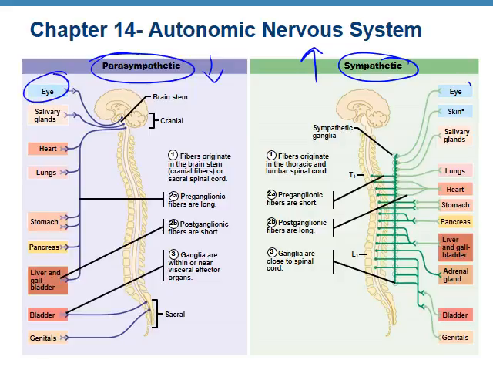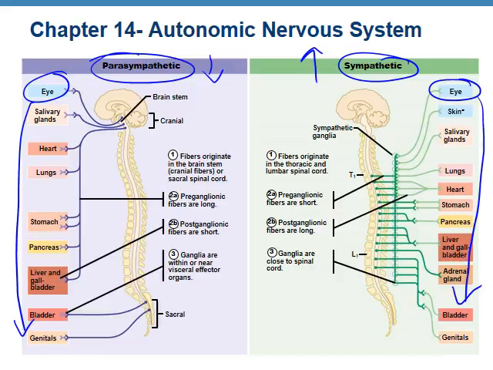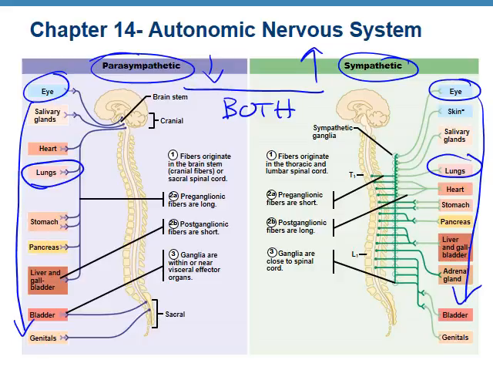What I want you to realize is, for the most part, all of the organs are innervated by both systems. So if we want to turn up activity or we want to turn down activity, we're going to have to use one of these systems, either parasympathetic or sympathetic. So it would make sense that your lungs have both parasympathetic and sympathetic nervous system fibers. All right, let's get into Chapter 14.